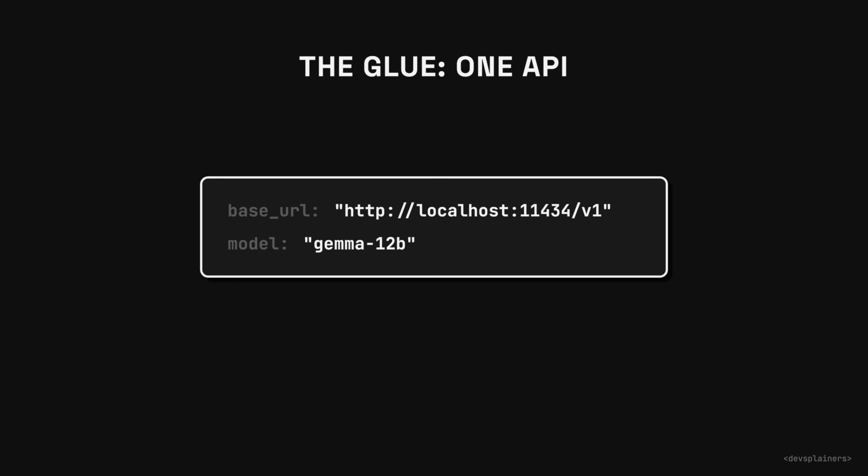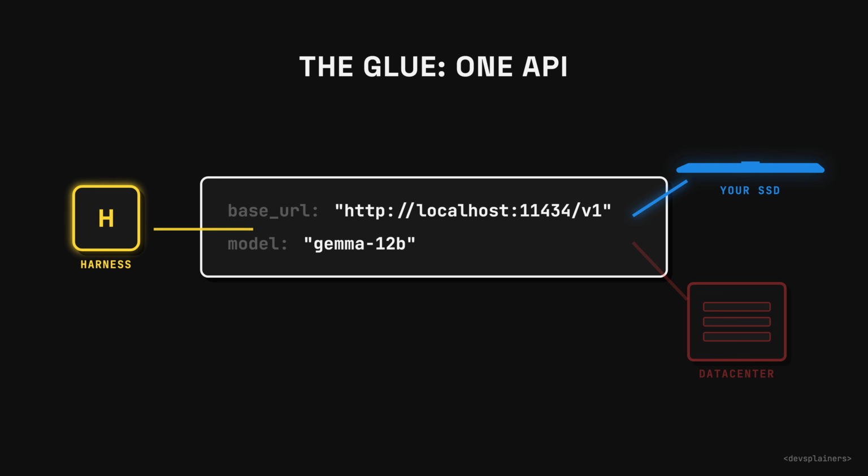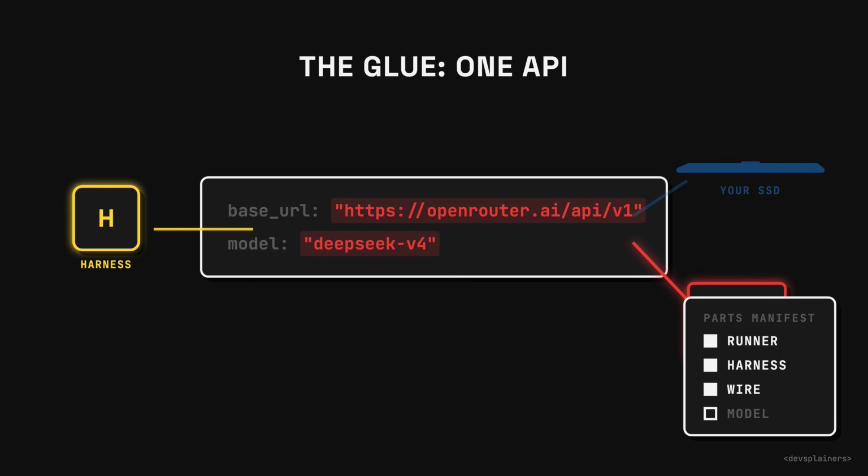The glue is that everything speaks the same OpenAI-style API. Your harness has no idea whether it's talking to a model on your SSD or to a frontier data center. It sees a base URL and a model name. Swap those 2 strings and the same setup goes from fully local to fully hosted.